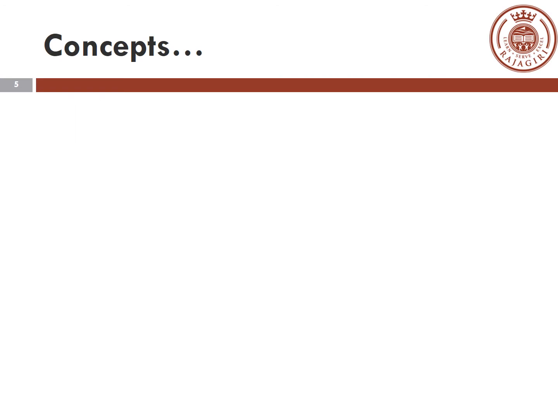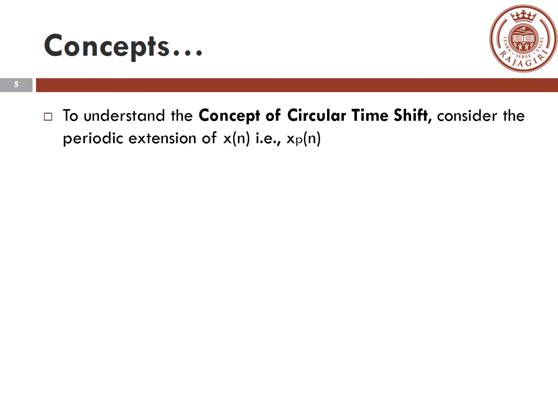Before moving into the next property, let's take up certain concepts that we need to be familiarized with. Now we have something called the circular time shift. Now until now we had been seeing time shifting, and that was linear time shifting. Now how is the concept of circular time shift different from the normal time shift that we used to see till now?